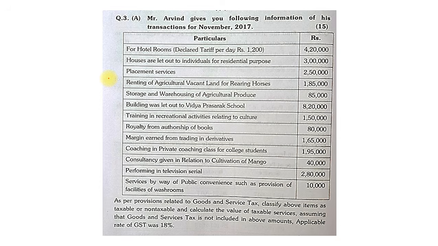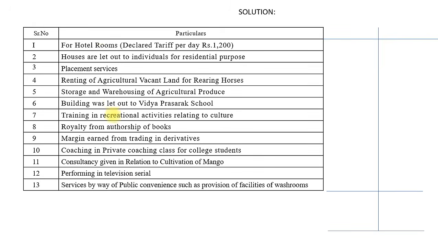Now, it is very simple to solve. What we'll do here is make two columns. We'll note down these particulars as they are, and two more columns, taxable and non-taxable. Then whatever value you get for the taxable total, you'll have to remove the GST at 18% from it. On the next slide, I'm noting down all these particulars as they are. So we have noted down all those 13 particulars.